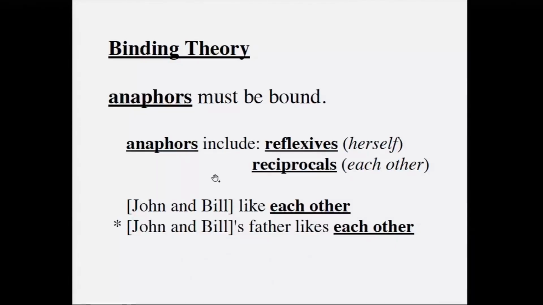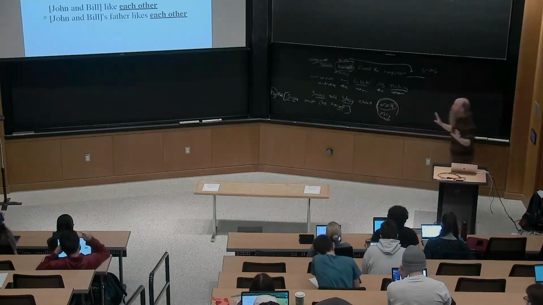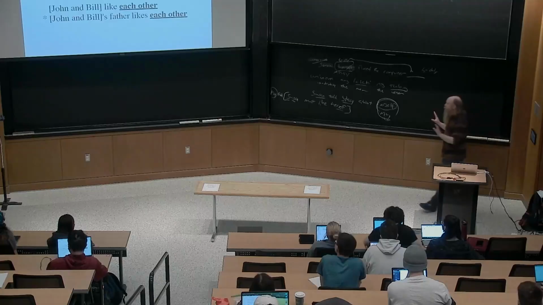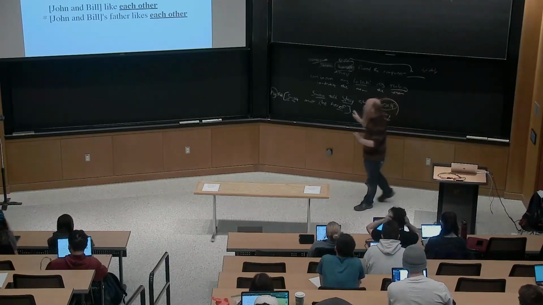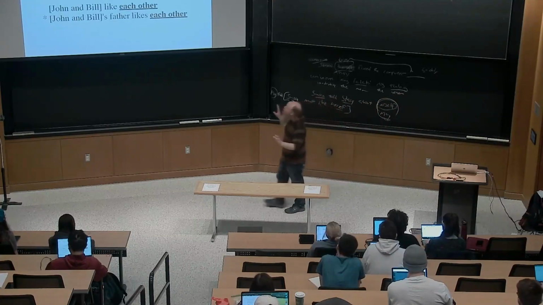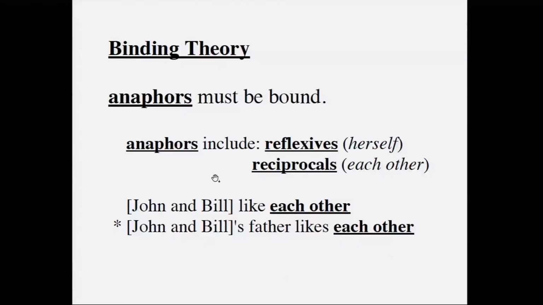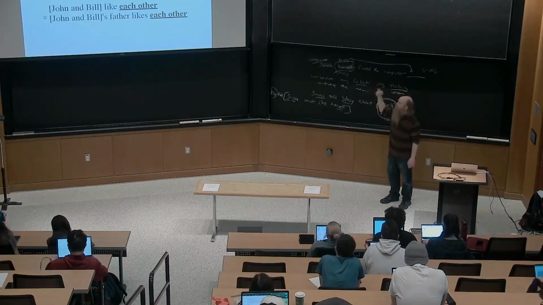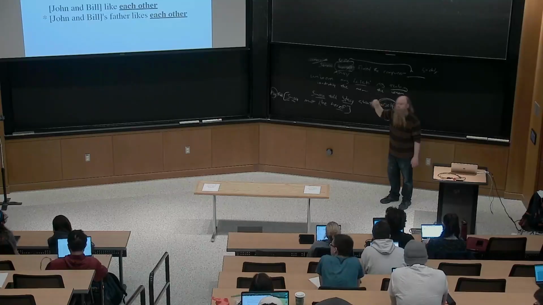Okay, sorry, one more thing. There are two kinds of anaphors. There are reflexives, which are the ones we've been concentrating on, words like herself and himself. And then there are what are called reciprocals, which have the same behavior. They're words like each other. So John and Bill like each other. The meaning of each other is much more complicated than the meaning of themselves. But each other and themselves have the same behavior in that they are okay in sentences like John and Bill like each other, or themselves, and that they are both bad in John and Bill's father likes each other, or themselves. So each other and themselves are both anaphors, and they're both subject to this requirement that they be bound.